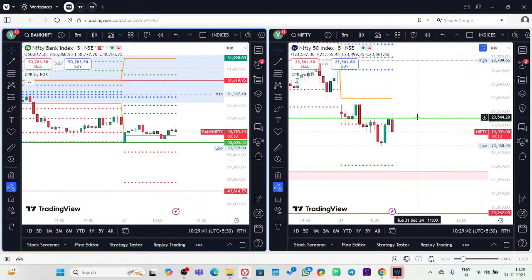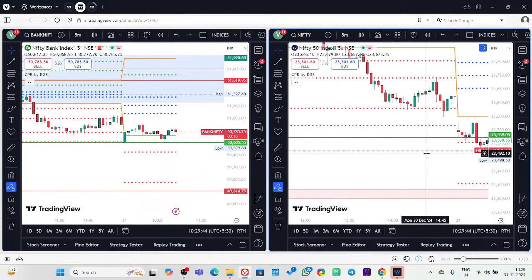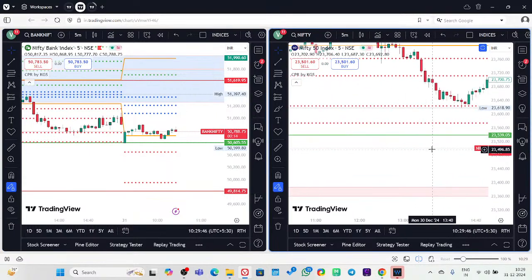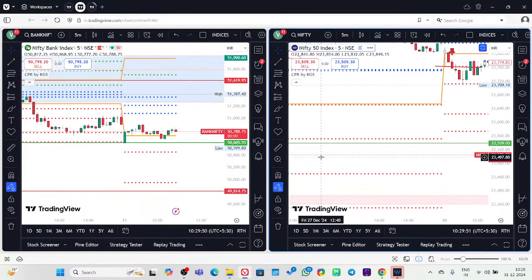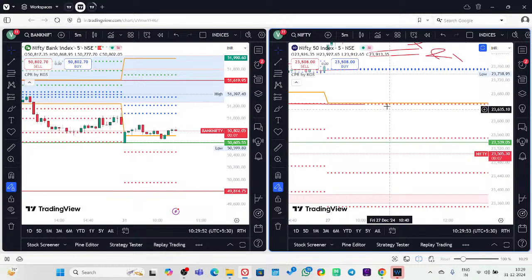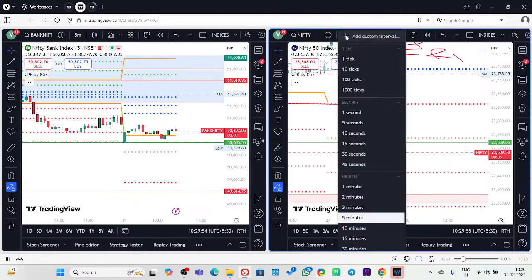This green line is the demand zone. Let me show you in the 30-minute time frame.